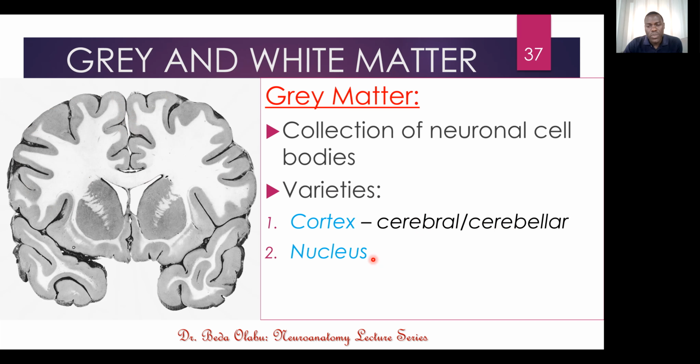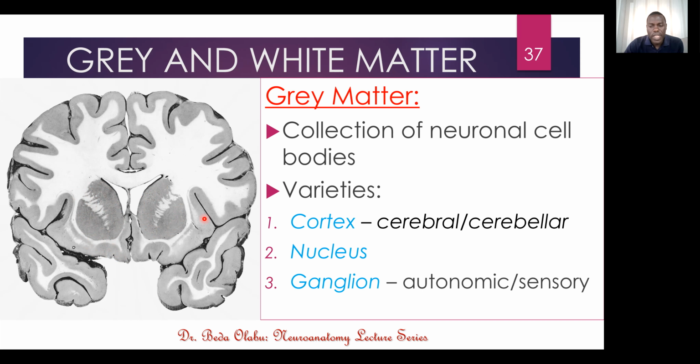We also have what you call a nucleus. A nucleus is gray matter within the white matter of the central nervous system. Like this one is a nucleus. So it's gray within white matter. It is not in the periphery. Like here, this is cortical, but this is not cortical. This is gray matter, which is not in the periphery. So it's not cortex, this is a nucleus.